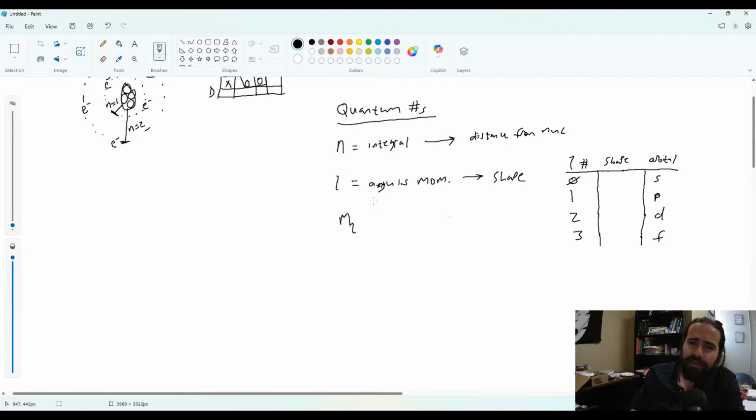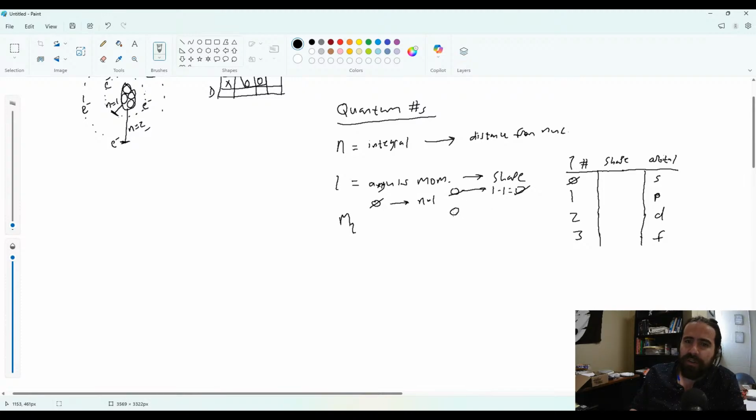At a given n value, my acceptable L values range anywhere from 0 to n minus 1. For example, let's say that I have an n value of 1. It ranges anywhere from 0 to 1 minus 1, or 0. So that means I have access to an L value of 0. If I have an n value of 2, so if the electrons are now a little bit further out than when the n value is 1.